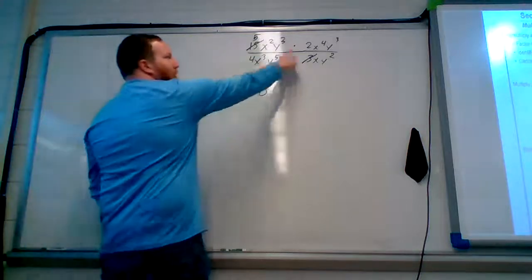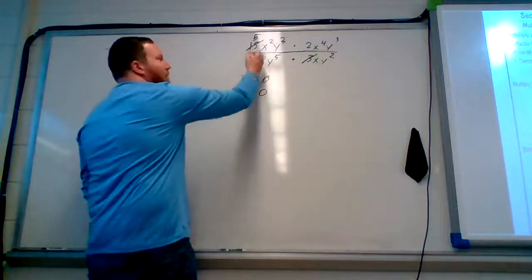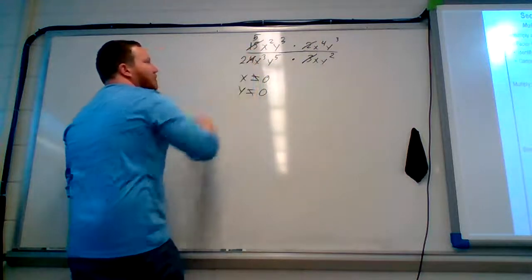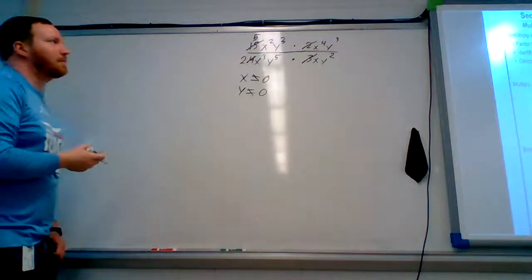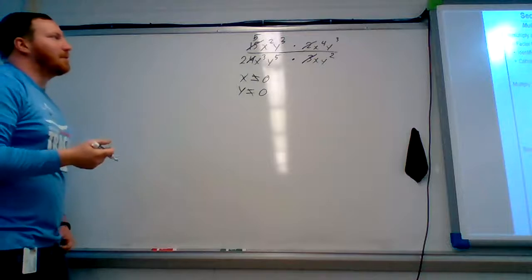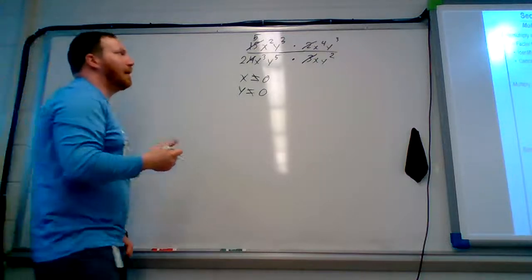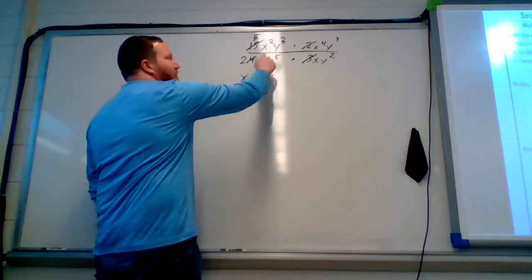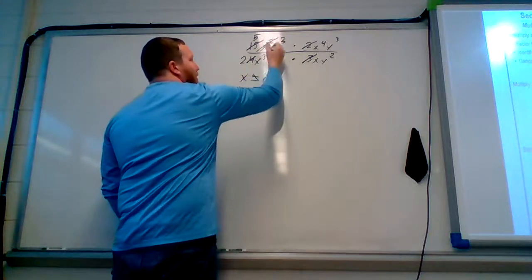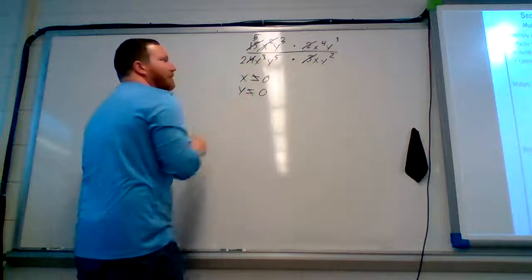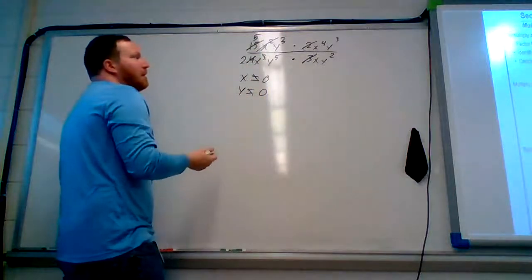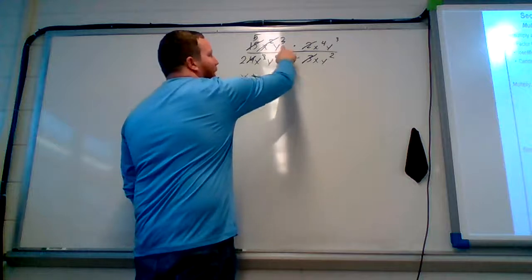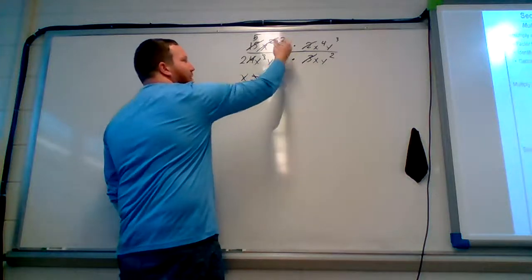Then we have a 4 and a 2. So 2 and 4 are both divisible by 2. My 2 disappears, my 4 is replaced by a 2. And then we can do the same thing with our x's. So I've got x squared divided by x cubed. My x squared can disappear, and I'm left with just an x in that spot. And then I can do the same thing with my y's. I've got y to the third divided by y to the fifth.